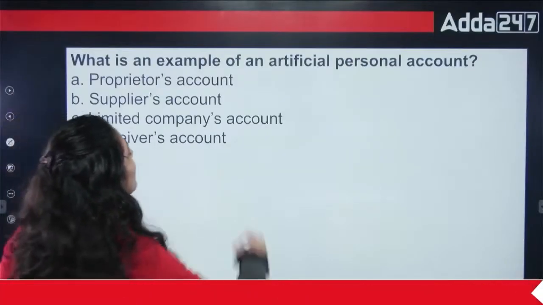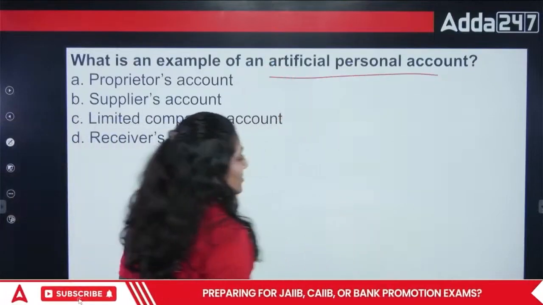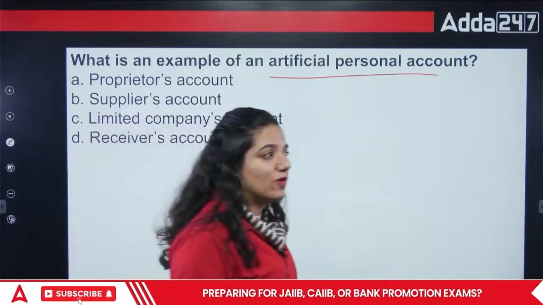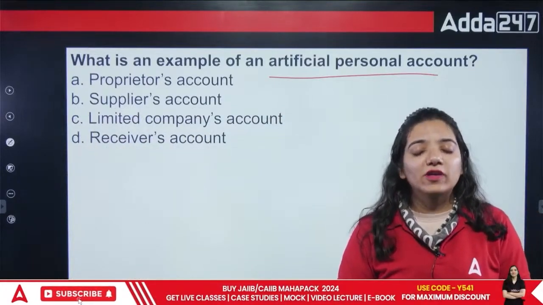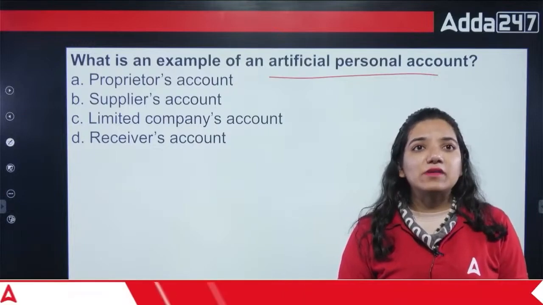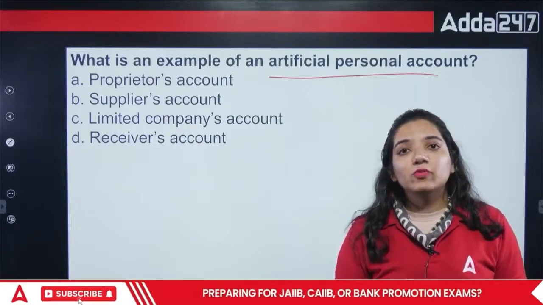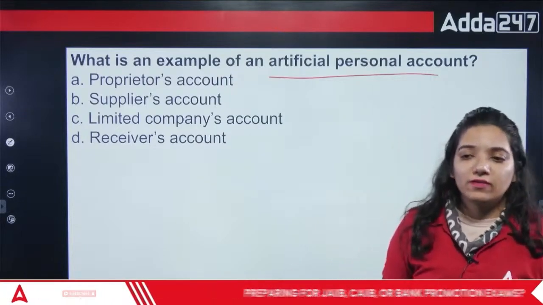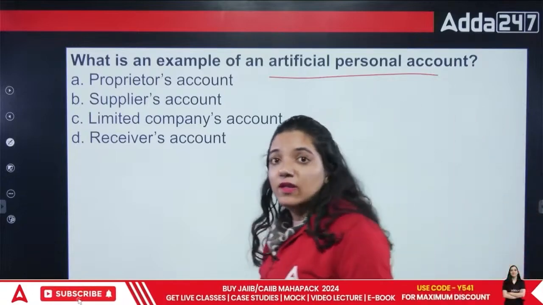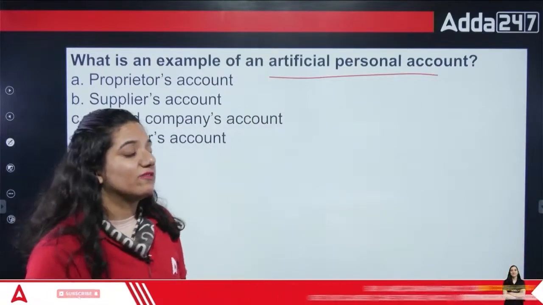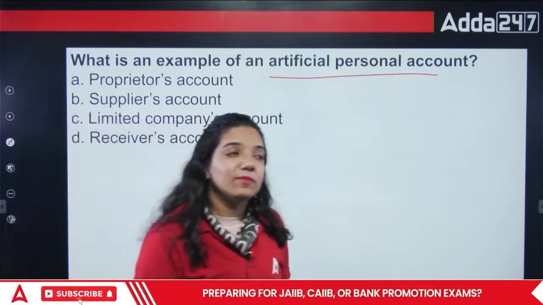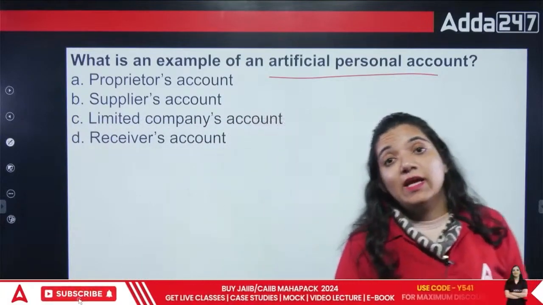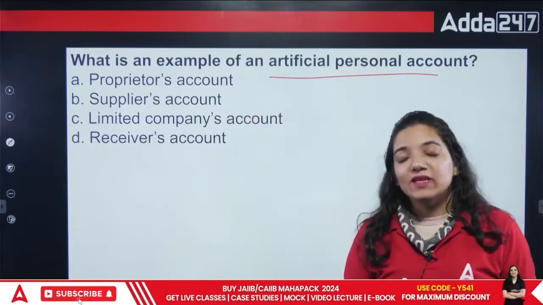What is an example of artificial personal account? When we talk about the artificial personal account, it includes the area of a person there. A person means we're talking about artificial person, which is not real. Individuals are real. I am a real person. You are a real person. Then what is artificial? In terms of artificial, what do we have? Artificial are companies, banking company, insurance company, limited company, partnerships, as well as LLP, limited liability partnerships.